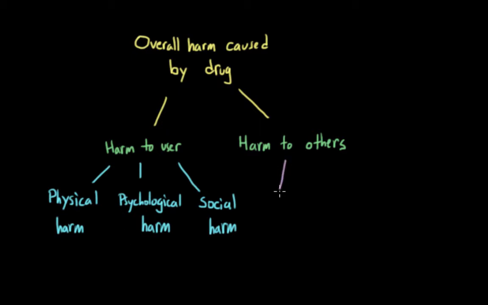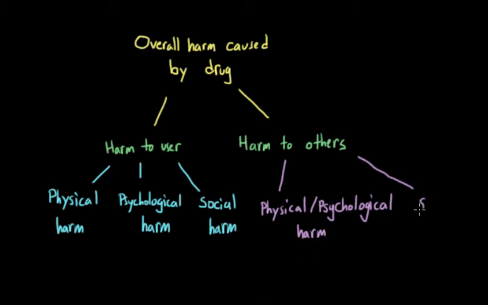In terms of harm done to others, we have physical and psychological harm, which have been lumped into one group. And that could include things like domestic violence, or bystanders that are involved in traffic accidents. And then we have social harms to others, and that includes a whole number of things, like crime or damage done to the environment from the manufacture of that substance. And I've made a graph here for us to examine the results.